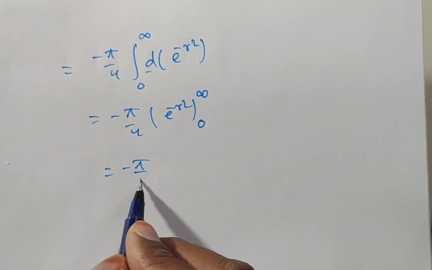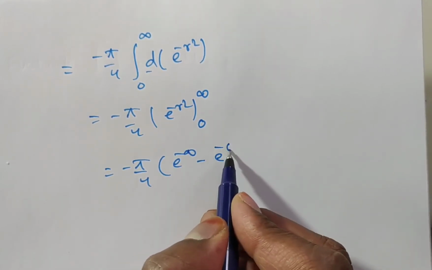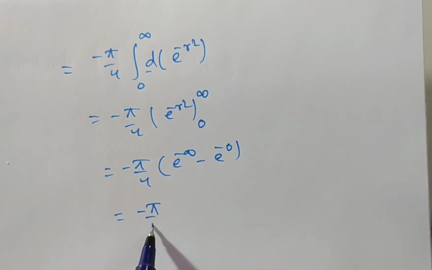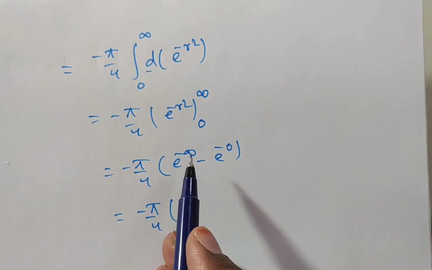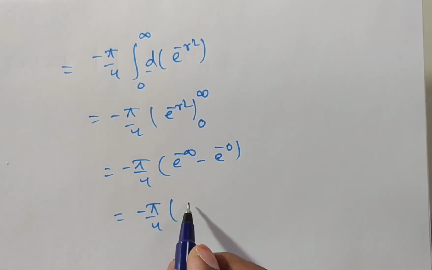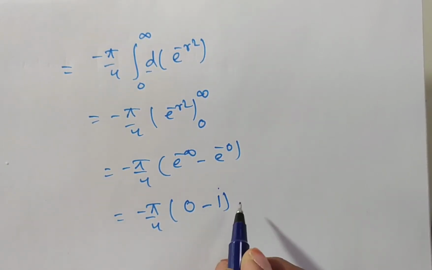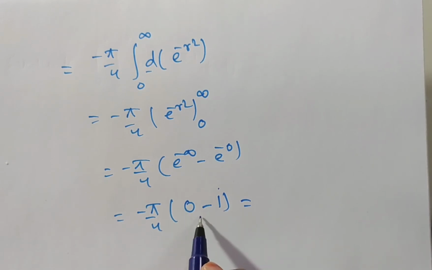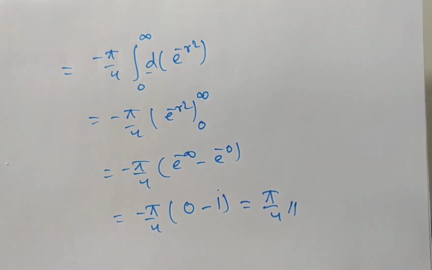Now minus pi by 4 stays as minus pi by 4. If you substitute the upper limit, e power minus infinite, minus the lower limit, e power minus 0. So minus pi by 4 times e power minus infinite, which you can write as 1 by e power infinite. So 1 by infinite is nothing but 0, minus e power minus 0, which is e power 0, and e power 0 is nothing but 1. So finally inside you have minus 1, outside you have minus pi by 4, and so you will get the answer pi by 4.